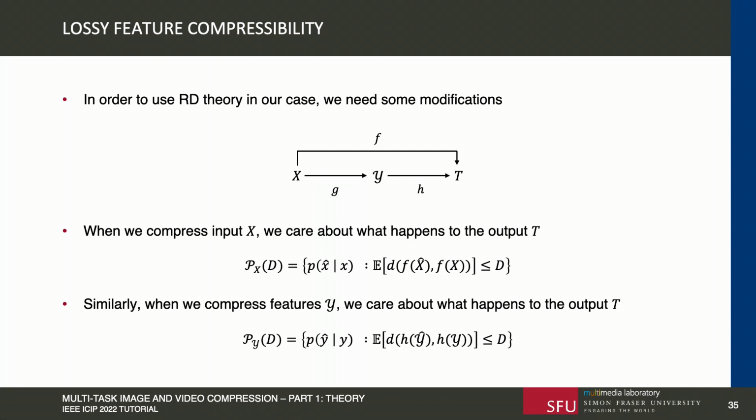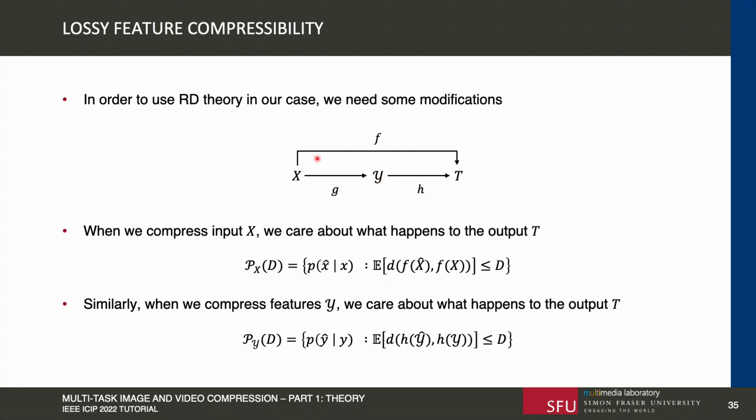In order to use these concepts from rate distortion theory, in our case, we're going to have to make some adjustments. So let's have a look at the setup that we have. We have an input image or video, which is being mapped to some latent representation features y. This could be one or multiple layers in the neural network, which is then being mapped to the output. So we would like to compress x and compare that with the compression of y.